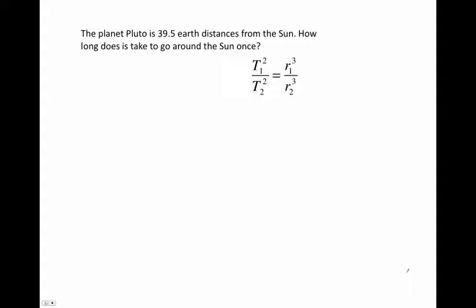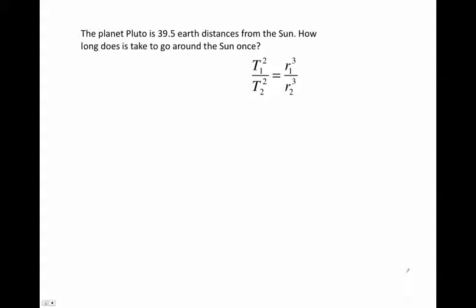So the example we have is planet Pluto is 39.5 Earth distances from the Sun. How long does it take to go around the Sun once? And there's Kepler's third law, and there's not a lot of information, so you have to be careful going ahead and doing this. The best technique is to write out what you know using the guess method.